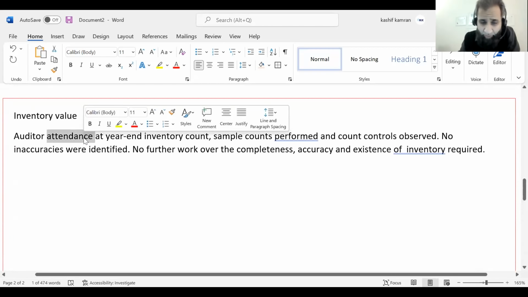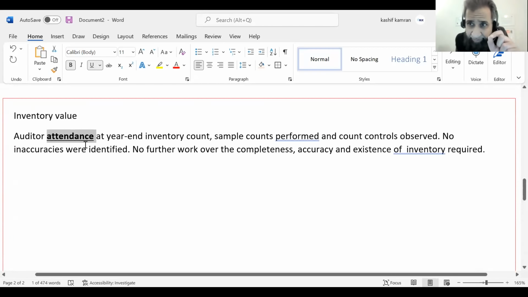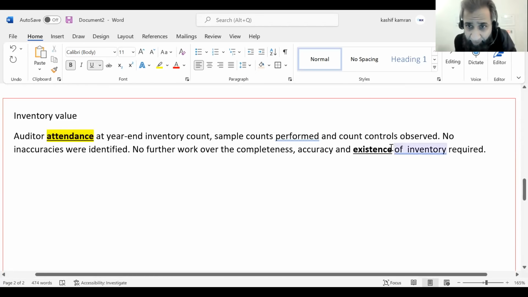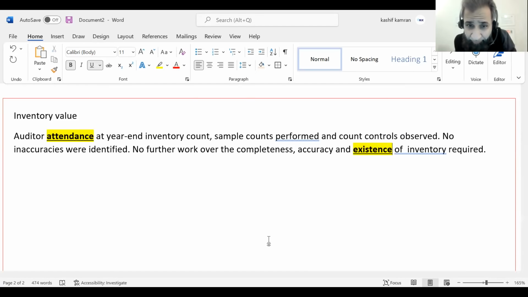Auditor attended the count. Do you believe the attendance of the count confirms existence of the inventory? If I go to the count, will that confirm the inventory exists in the warehouse? Tell me. So attendance of the count, is that confirming the existence? Is that right? Is that what you used to do in the AA paper? How would you verify the existence of an inventory? By going to the warehouse. So is auditor attendance reconciling with existence? Agree, disagree, all of you?